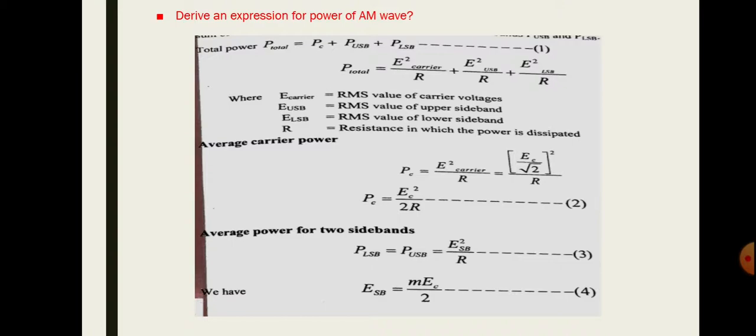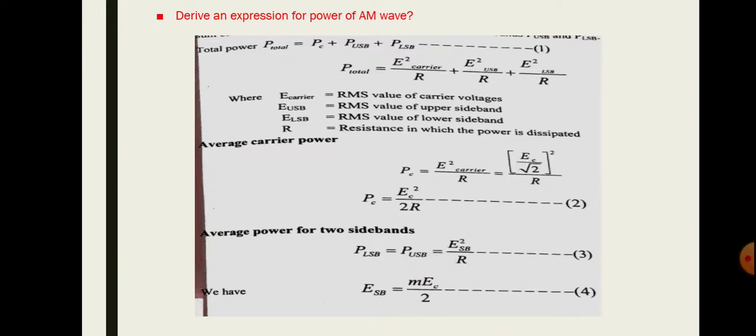We know that in the case of an amplitude modulated wave, the sideband has an amplitude MEC by 2. That means its amplitude will be MEC by 2. So ESB is equal to MEC by 2. Its RMS value will be equal to MEC by 2 divided by root 2.